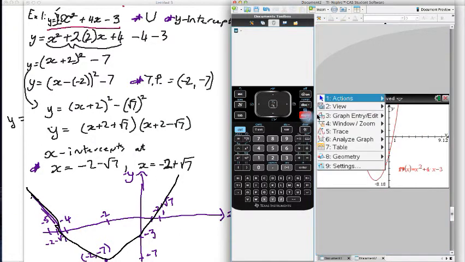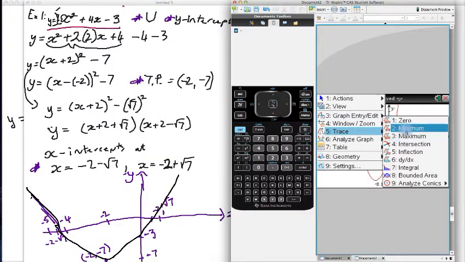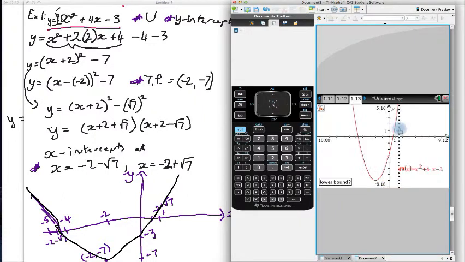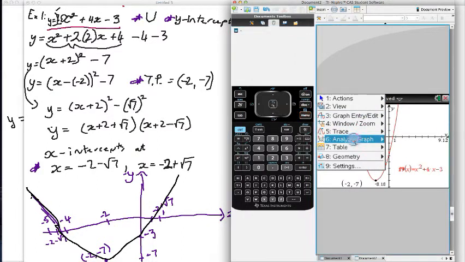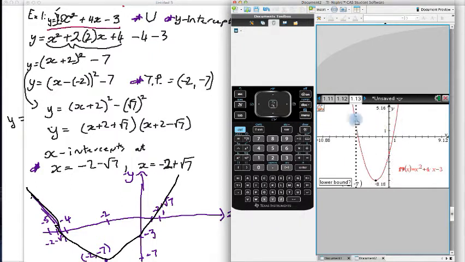So we'll go into menu. Let's analyze the graph. It's a minimum. The turning point is a minimum, so we'll find the minimum lower bound here. So we need to, there we go. And here's our turning point there, minus 2, minus 7. Now we'll find our intercepts. So that's the same as finding the zeros. Analyze graph. Zeros. Find that one. There we go. And we will find the other one too.